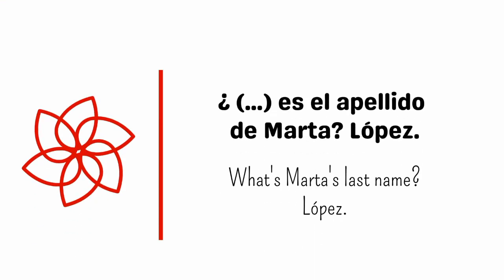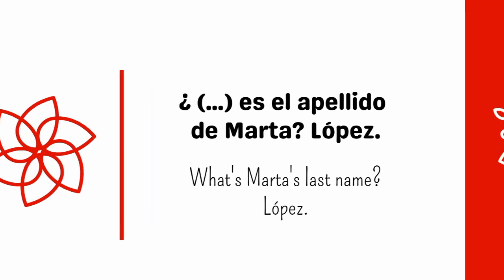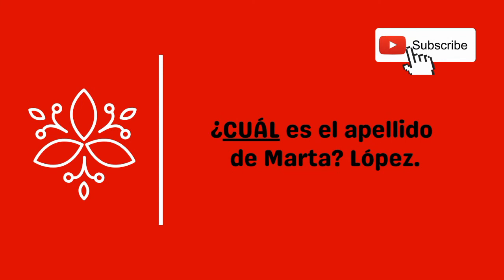Sexta frase. Missing interrogative pronoun. Es el apellido de Marta. López. Another exception. In English, you would use what. That means qué most of the times. But this time, we would say cuál, which in English. So this is an exception. ¿Cuál es el apellido de Marta? López.